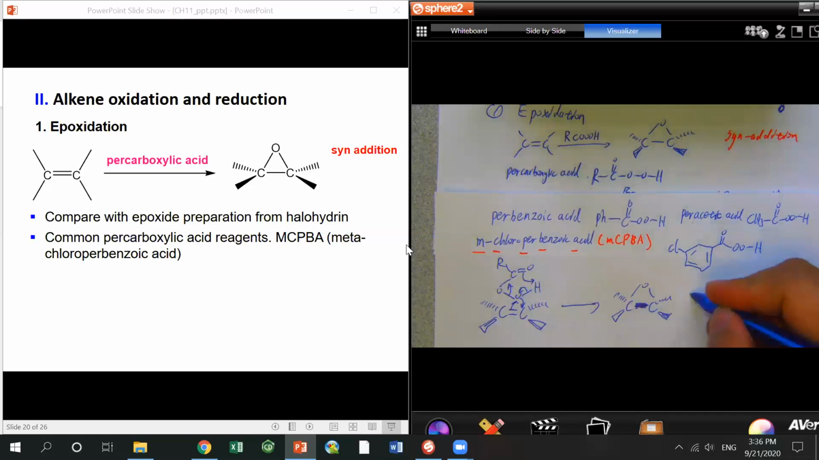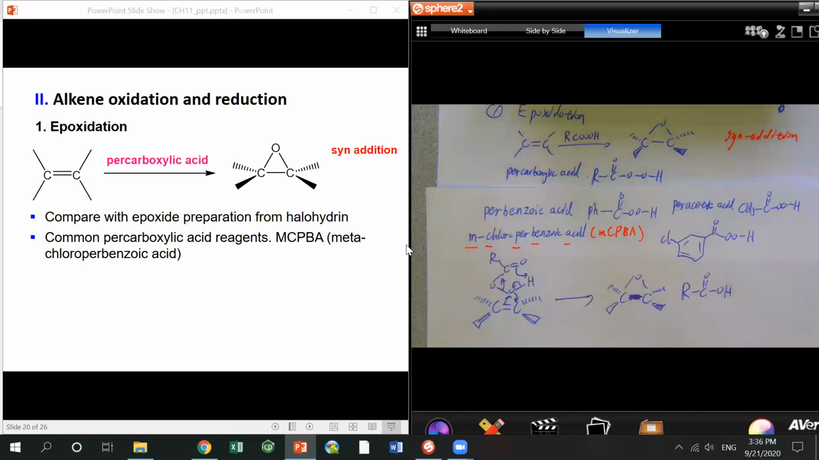And then another product, just the regular capsaicin. So that's the whole reaction mechanism. This is not required, but I just want to let you know why it's a syn addition: because you add the oxygen over the C=C bond.